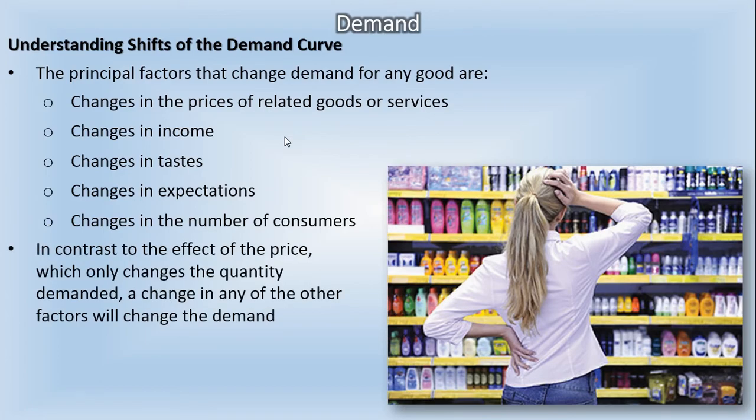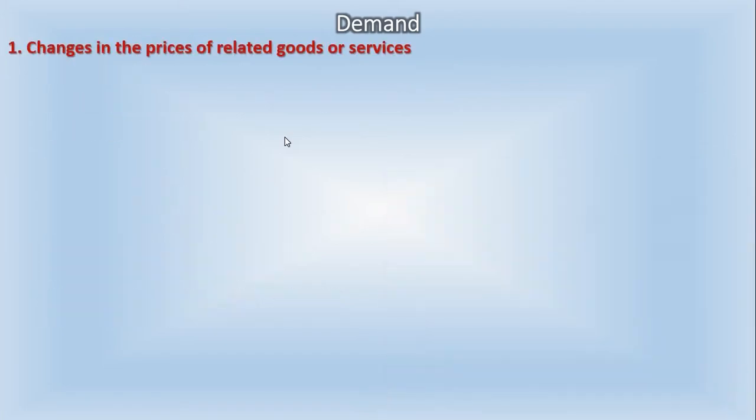So again, in contrast to the effect of the price change, which only changes the quantity demanded, you have to be very specific about what we're saying. Price changes quantity demanded. A change in any of the other factors will change demand. So let's talk about the first effect, which is a change in the price of related goods or services. The change in the price of related goods or services basically can take the form of two cases.